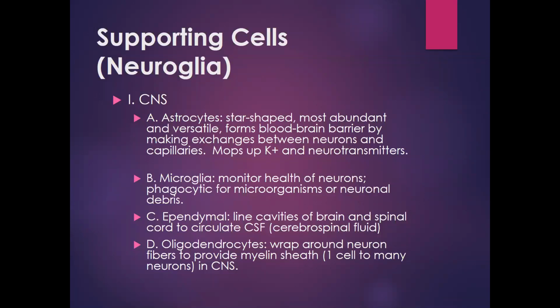The next thing, microglia are phagocytic, so they'll eat up microorganisms and any neuronal debris that might be present in the cerebrospinal fluid. Ependymal cells line the cavities of the brain and spinal cord to circulate CSF. We said that. And oligodendrocytes produce myelin in the CNS. So remember, oligodendrocytes produce the myelin sheath in the central nervous system, brain and spinal cord, not on the nerves.